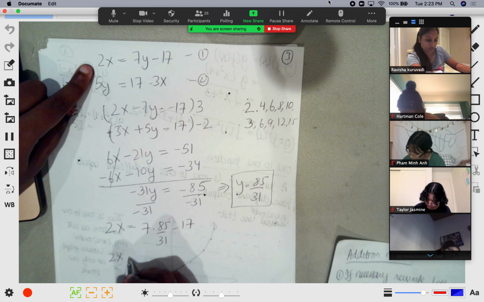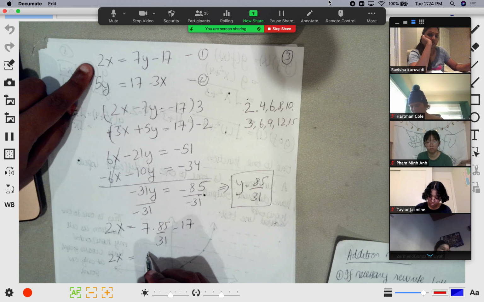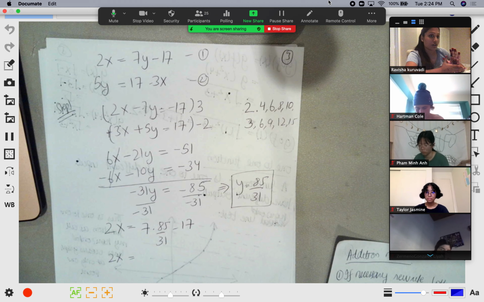What is 7 times 85 over 31? I got 19.2. Not in decimals. You have to do it in fractions because our question is not asking you to convert to decimals. You have to leave it in fractions.